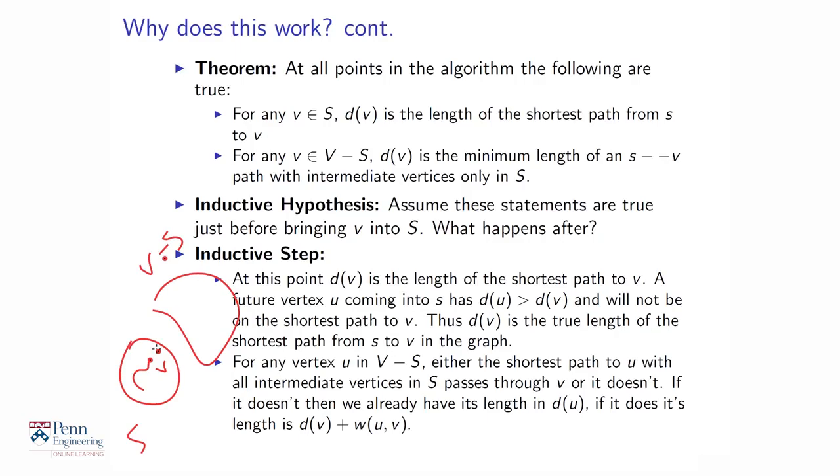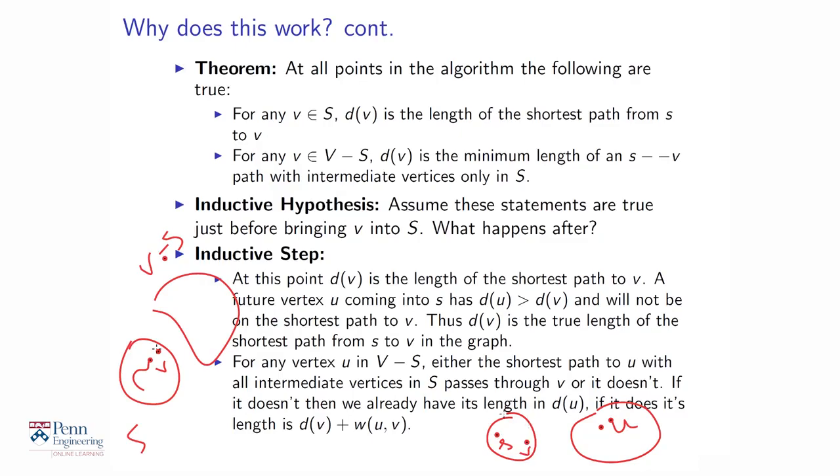For any vertex u in V minus S, either the shortest path to u with all intermediate vertices in S passes through v, or it doesn't. If it doesn't, then we already have its length in D of u. If it does, its length is D of v plus w of uv. Let me illustrate that also. If you take any vertex u, the shortest path from s to u, and we just brought in v into this side. Just remember that v is the vertex we just brought in.